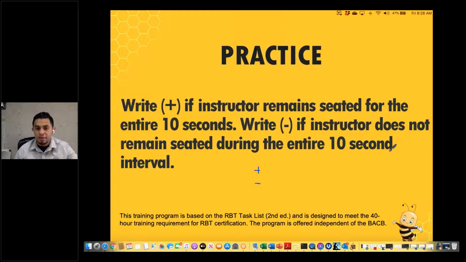Now we're going to do it and you're going to track your data. I'm going to track data with you too, so we can compare notes afterwards. Okay, ready, set, go. I'm sitting now. Okay, record your data. Here comes the second one. I'm standing. Okay, record your data. I'm sitting now. Okay, record your data.